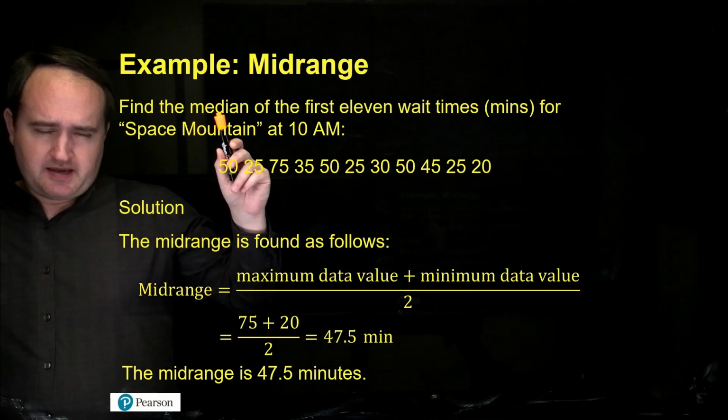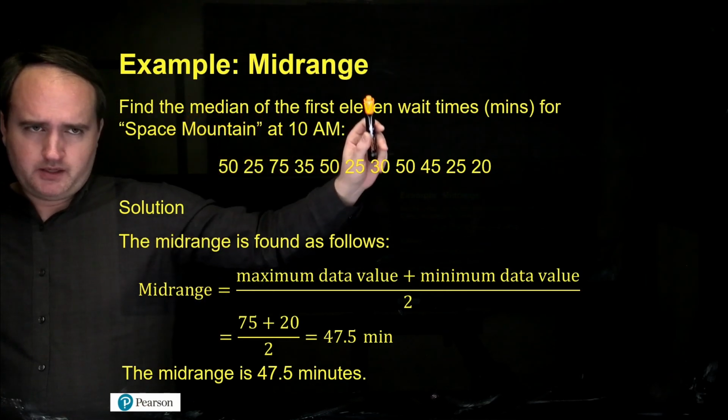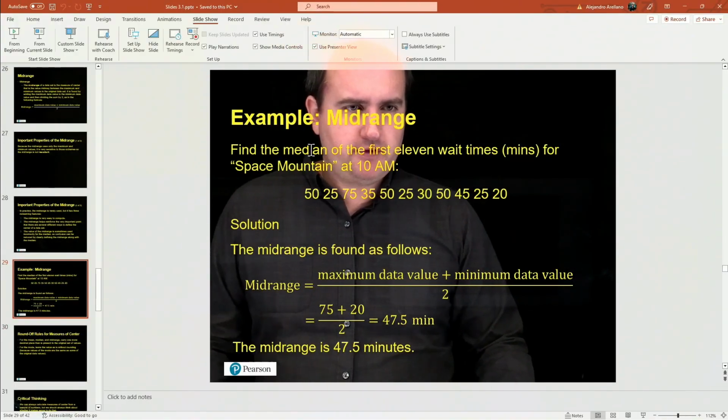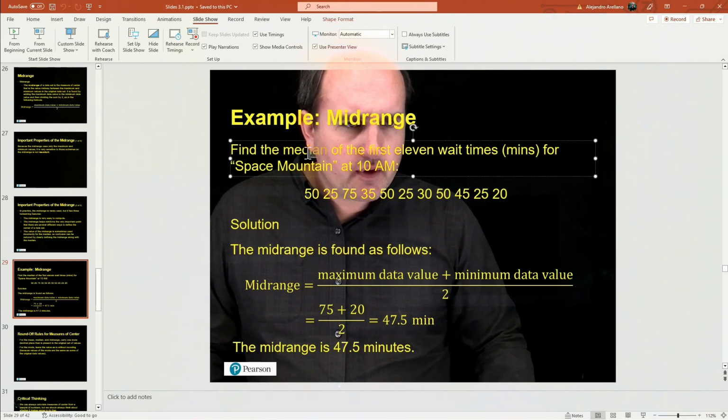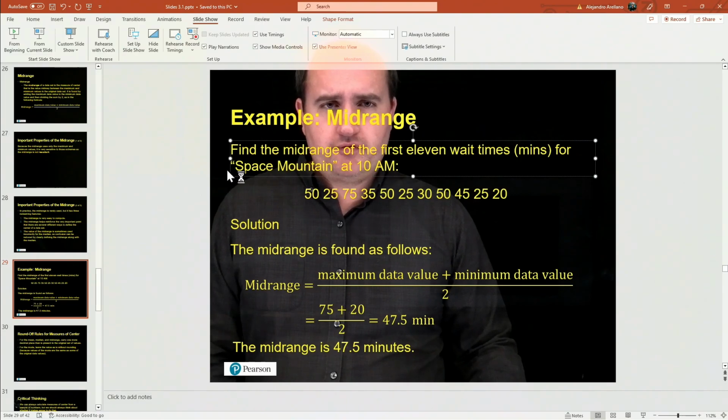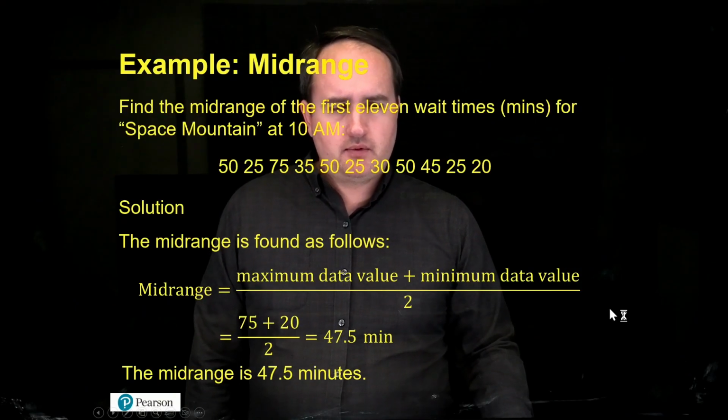Anyway, this is supposed to say find the mid-range of the first 11 wait times. That's bothering me so much. I'm going to fix it during the video. Find the mid-range of the first 11 wait times. There we go.